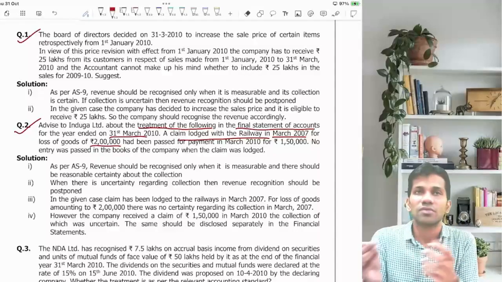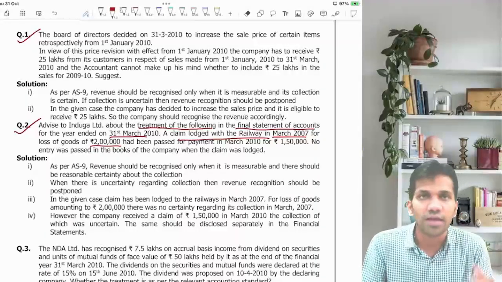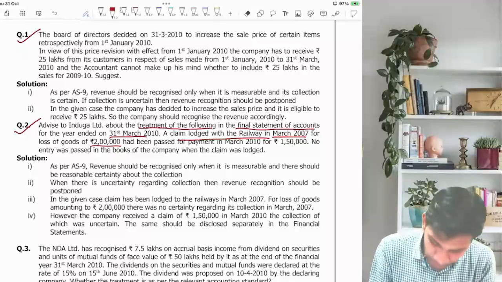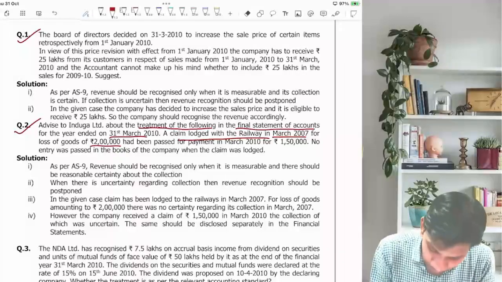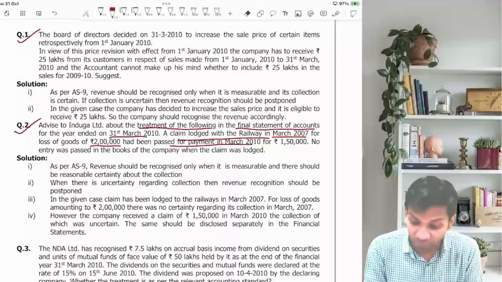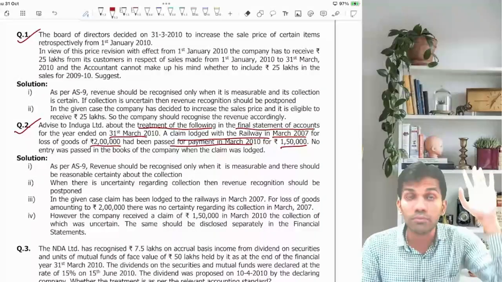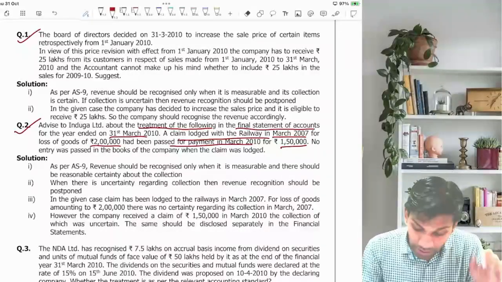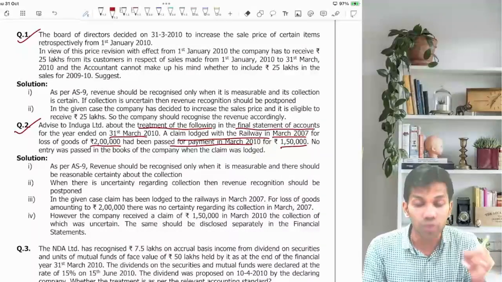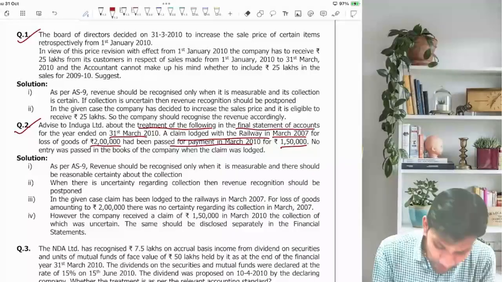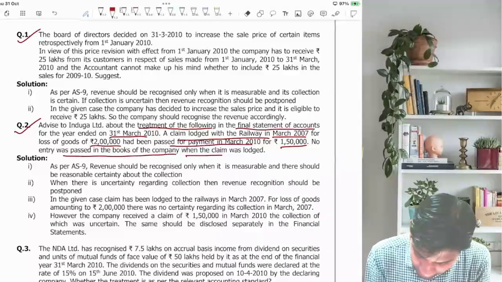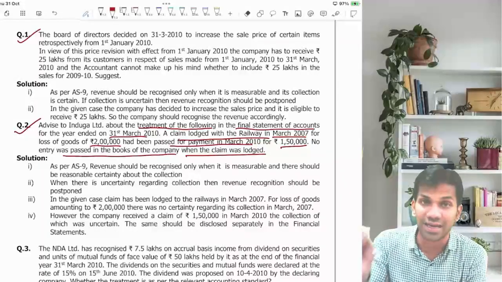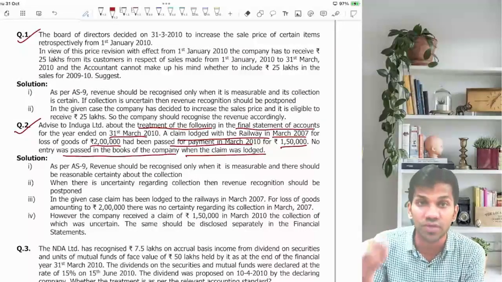Means our goods must have been transported from one place to another and suddenly we have lodged a claim with the railways due to some damage happening in the railways. So we have lodged a claim in March 2007, which has been passed for payment in March 2010 for 1,50,000. So a claim lodged in March 2007 has been passed by the railways in March 2010, and that also to the extent of only 1,50,000. No entry was passed in the books of the company when the claim was lodged. Now they are asking us the advice: what should be done when the claim was lodged, and what should be done when we receive the amount.